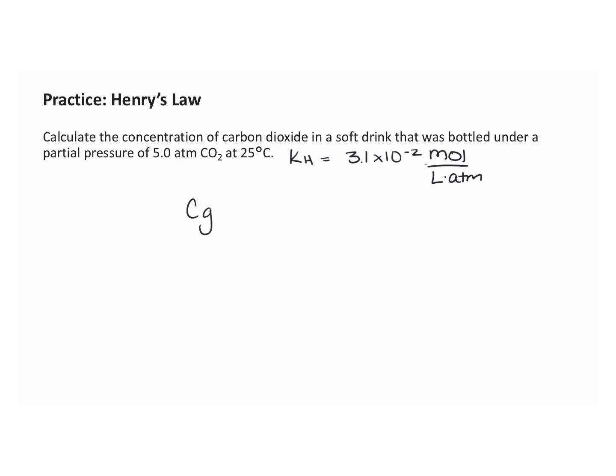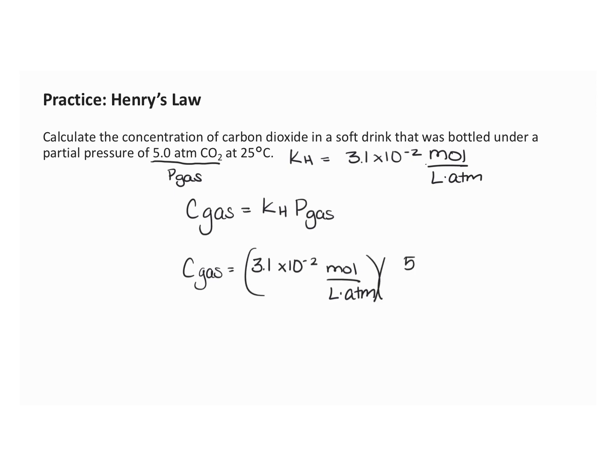We know Henry's law equals C of the gas equals Henry's law constant times the pressure of the gas. When we look at this, we're given the pressure of the gas. It's right here. We have Henry's law constant. And so all we need to do is plug those values in. And so to figure out the concentration of the gas, that's 3.1 times 10 to the negative 2 moles per liter times atm, and then we multiply that by 5 atm. When we do that, our atm cancel out and we're left with moles per liter, which is a concentration unit.